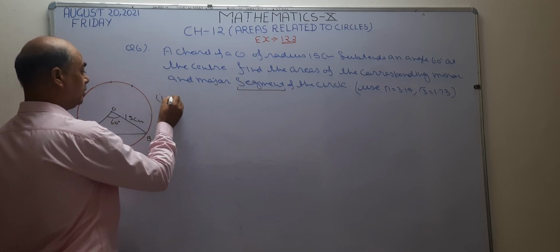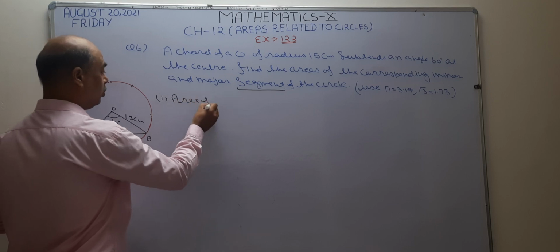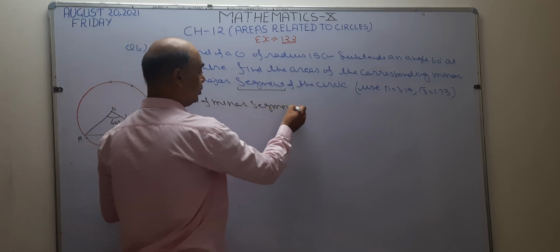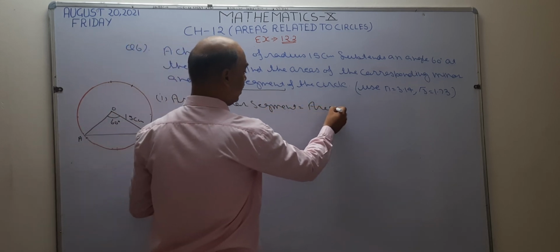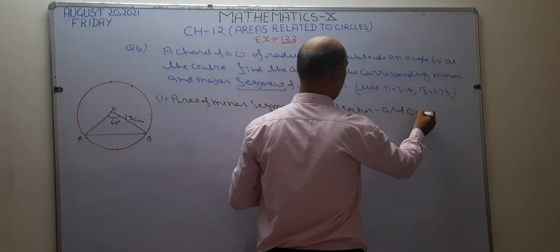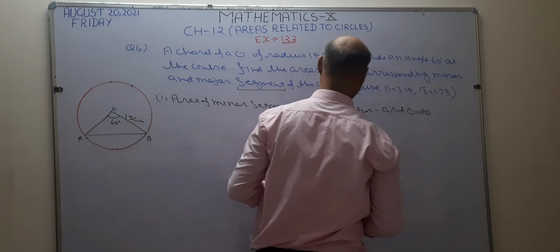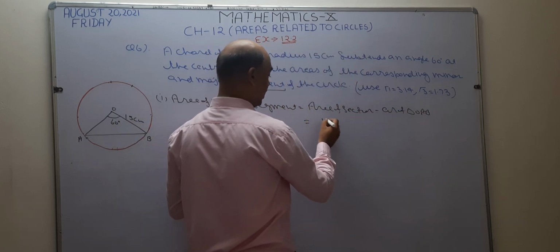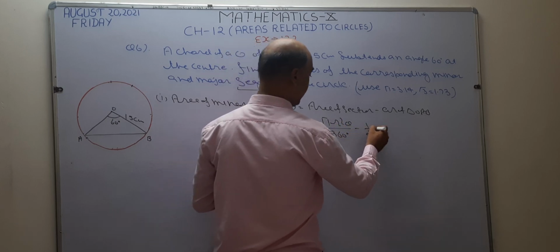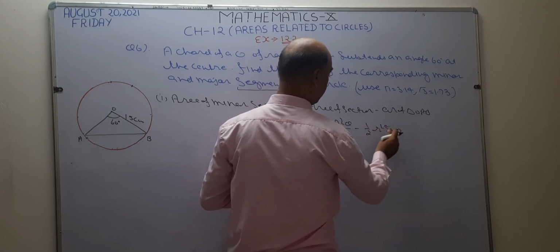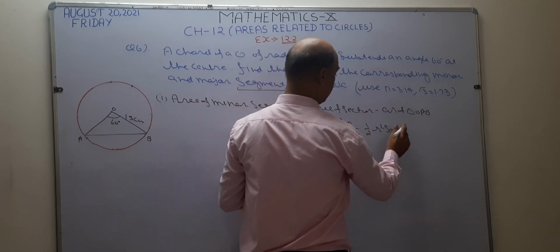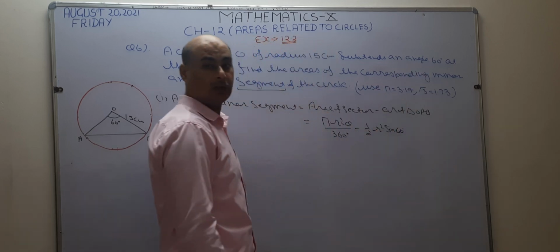So first part, area of minor segment. You know the formula? Area of sector minus area of triangle OAB. Here OAB. You know the formula to find the area of sector? The formula is pi r square theta upon 360 degree minus 1 by 2 r square into sine theta. This is the formula for finding the area of triangle. Now in this question, angle is given as 60 degree, so I write here 60 degree. This becomes sine 60.